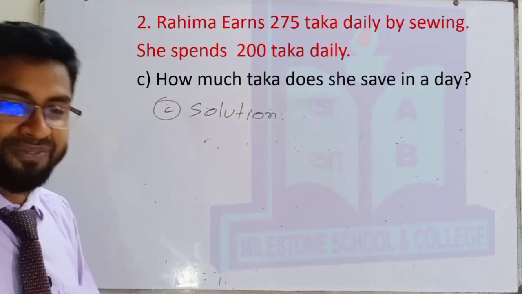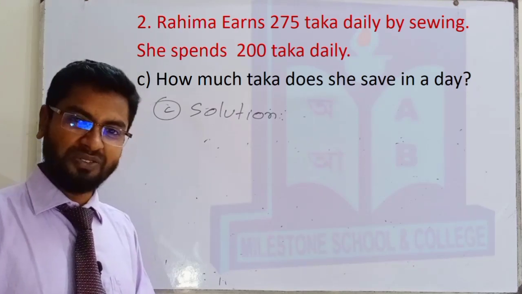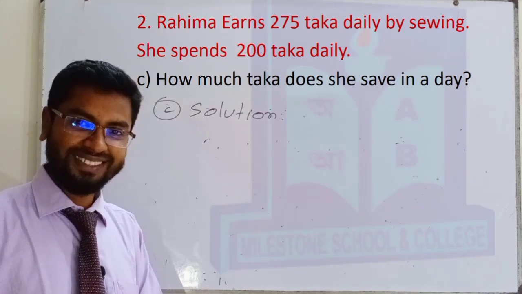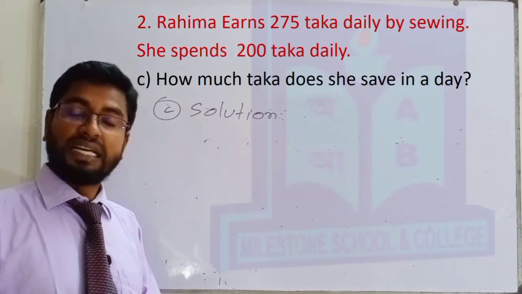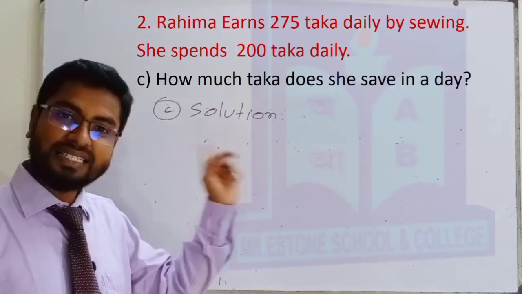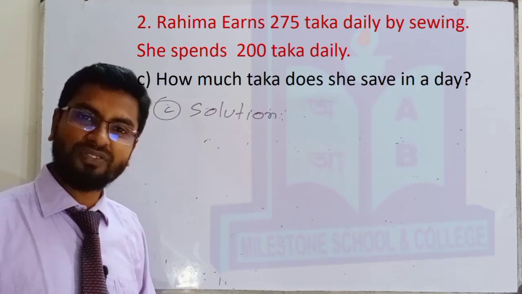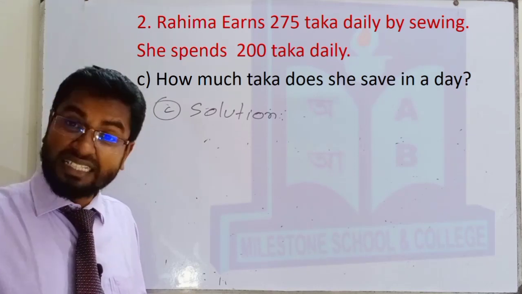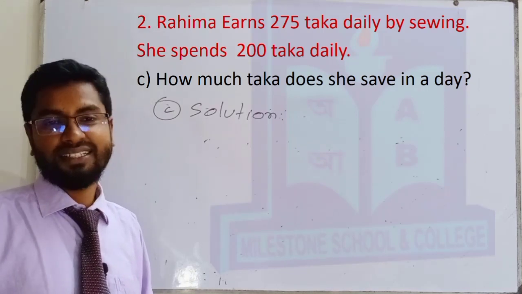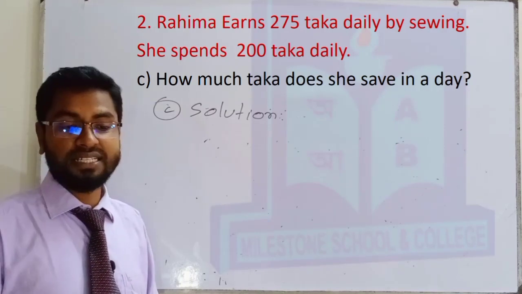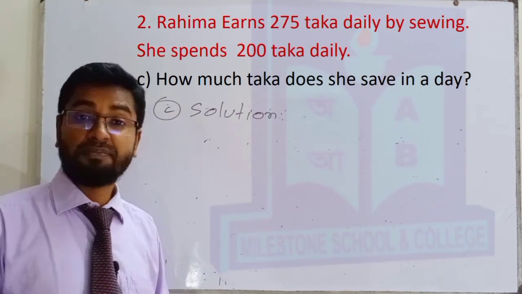Now we will solve C number. I hope it becomes easy for you. You can solve it yourself. See, C number. Again you have to read the question, the stem. Again and again you need to read the stem. Rohima earns 275 taka by sewing daily. She spends 200 taka every day. Now it is written: how much taka does she save in a day?